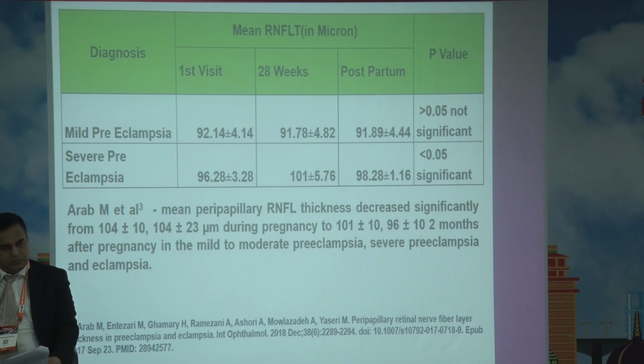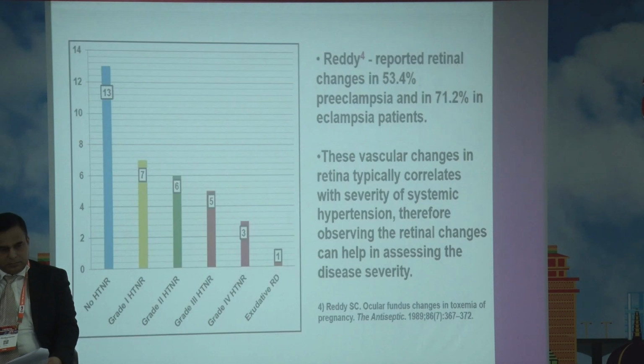The mean RNFL layer thickness in the severe preeclampsia group increased from 96 micron at first visit to 101 micron at 28 weeks, which decreased significantly to 98 microns postpartum. This was found consistent with a study done by Arab et al. In the mild preeclampsia group, there was no significant change during pregnancy and after postpartum.